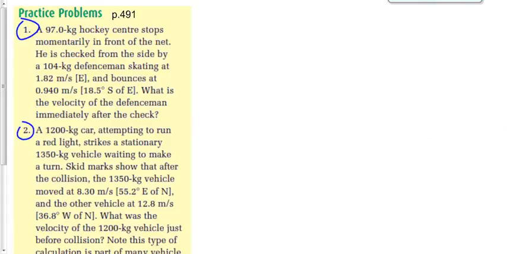This one says a 97-kilogram hockey center stops momentarily in front of the net. He's checked from the side by a 104-kilogram defenseman skating at 1.2 to the east, and he bounces at 18.5 degrees south of east. What's the velocity of the defenseman immediately after the check? Let's call the hockey center player number 1. His initial velocity would be 0 meters per second. He was skating, but before the problem started, he stopped. So he's at rest when the problem begins.